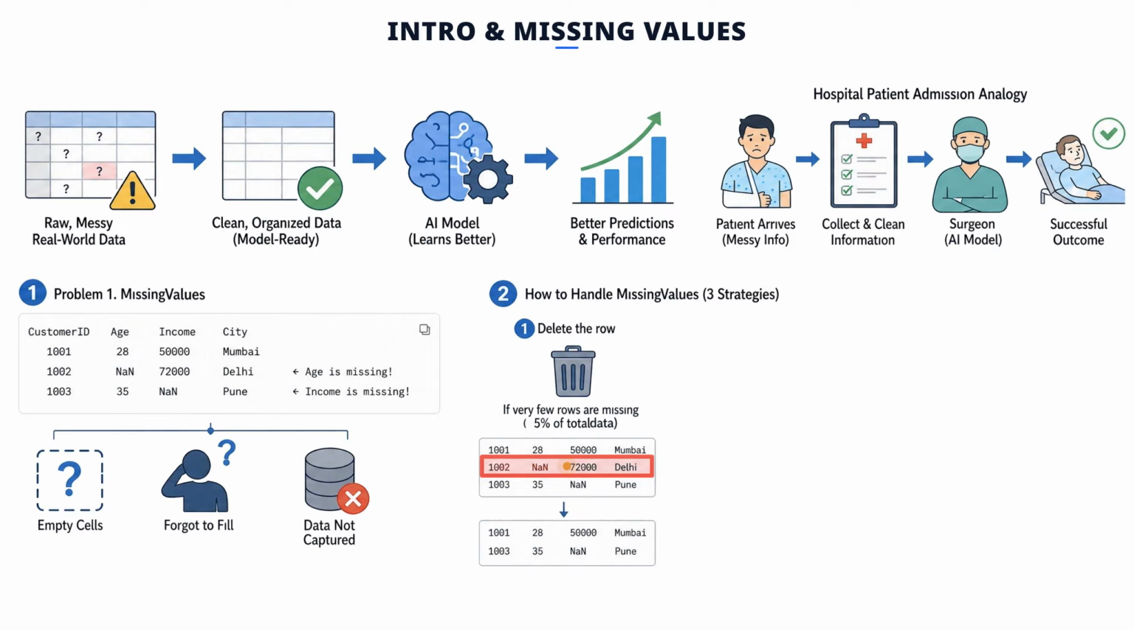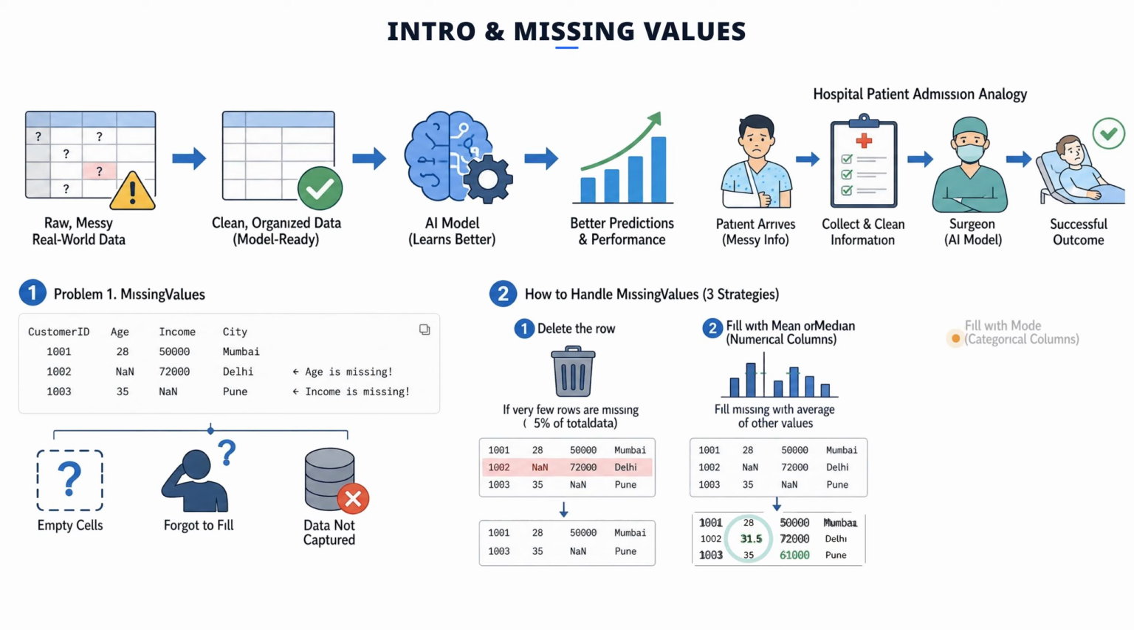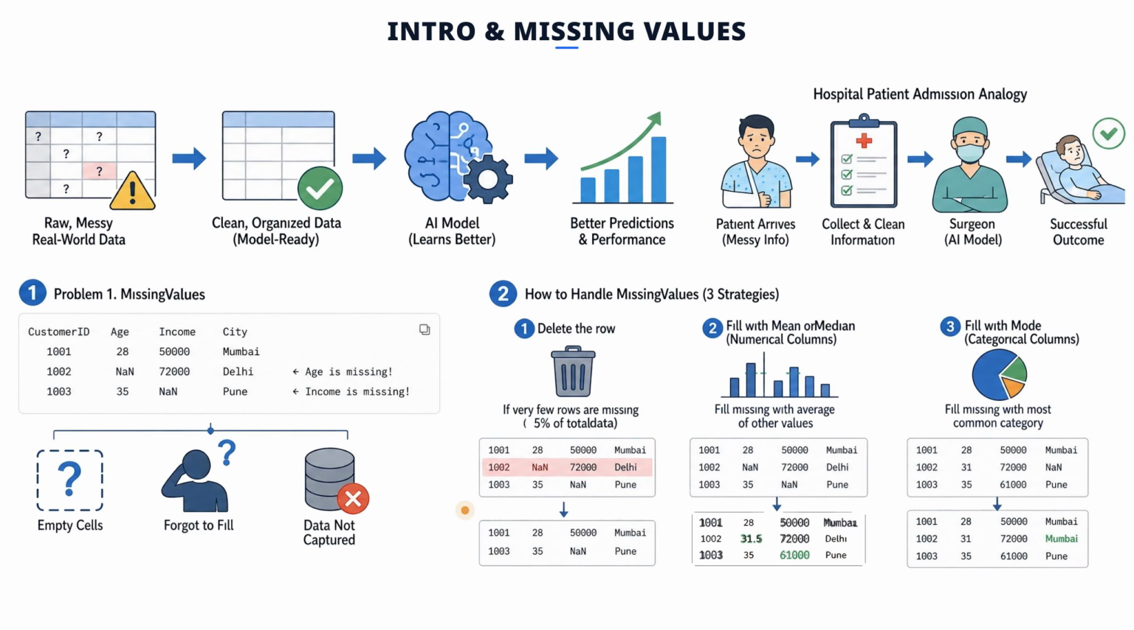Second, for numerical columns, we can fill with the mean or median. For example, we replace the missing age with 31.5, which is the average age of the other customers in the dataset. Third, for categorical columns, we fill with the mode. If a city was missing, we'd fill it with the most common category appearing in the data, like Mumbai. By carefully applying these strategies, we ensure our model learns from a complete, well-structured dataset.